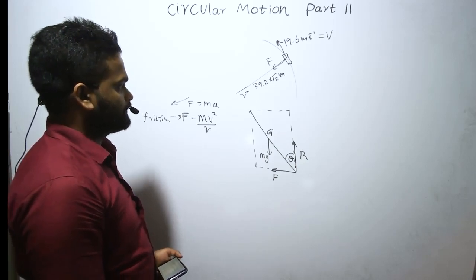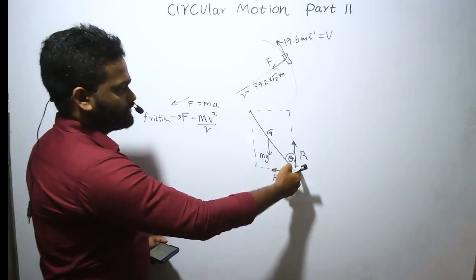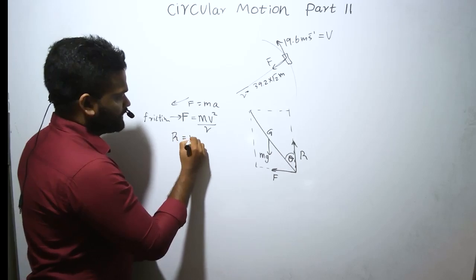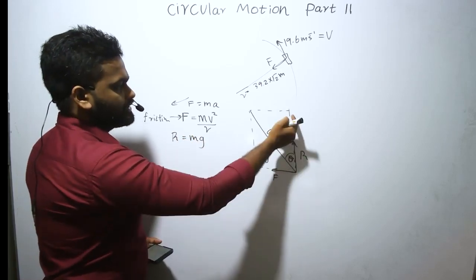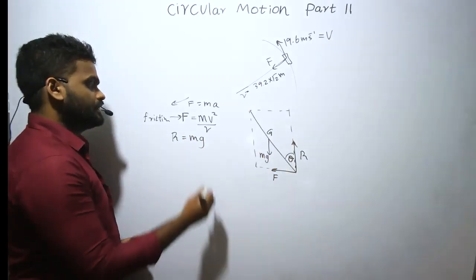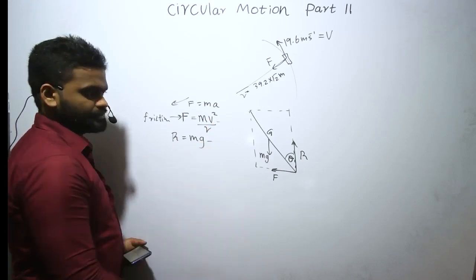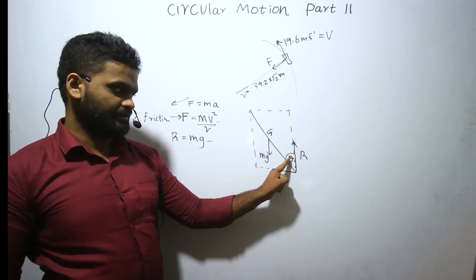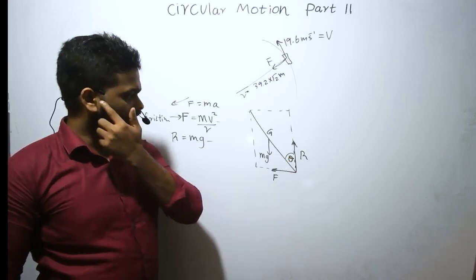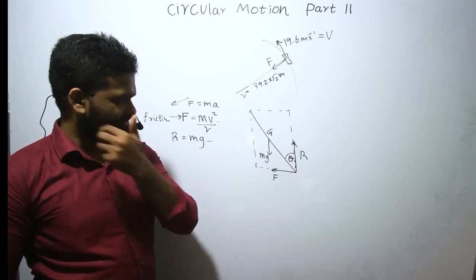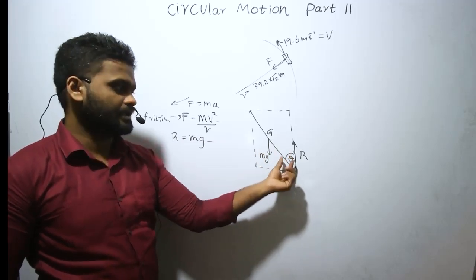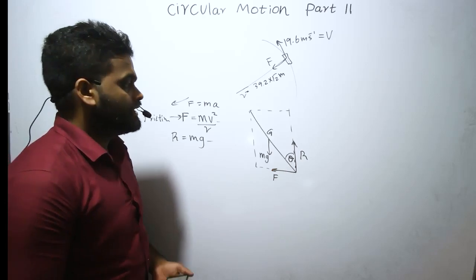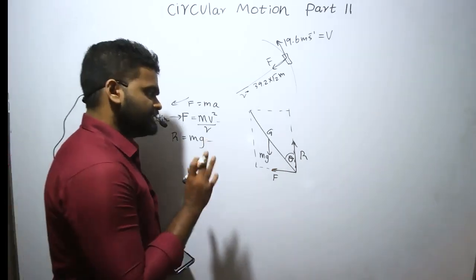Another equation: if you think about the vertical equilibrium, you get R equals mg. So you have these two equations. Still, we didn't get an equation regarding this angle theta. In order to find theta, we need an equation involving theta.